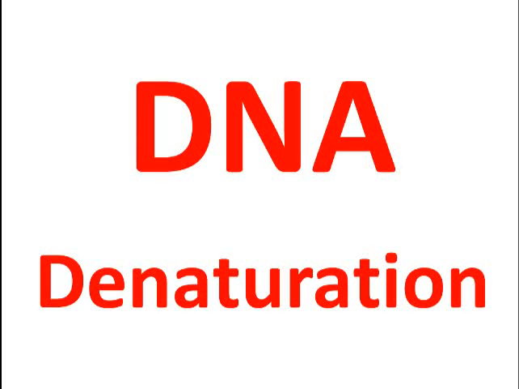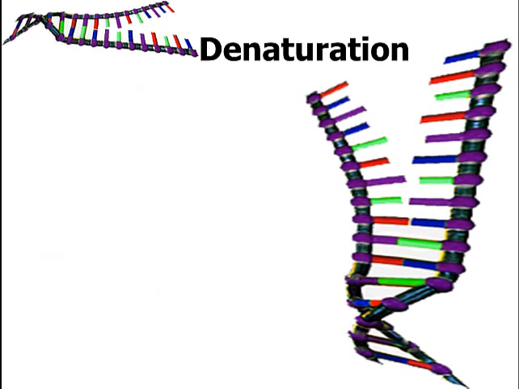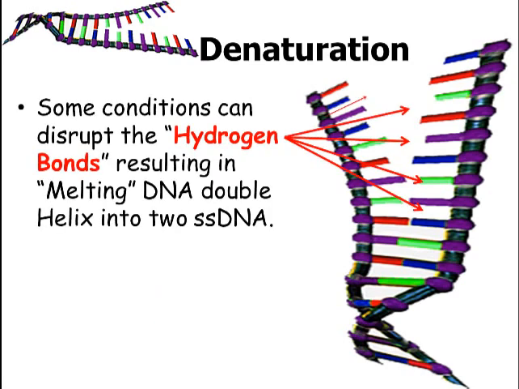DNA denaturation, as the name implies, leads to a new state in DNA, one which DNA would not be in its own natural state. Some conditions can disturb hydrogen bonds. As we learned, hydrogen bonds are in the central part of DNA, connecting two base pairs. These two base pairs are from each DNA strand. As you see in this graph, when these hydrogen bonds are disturbed, the two strands get separated, and it will be two single-stranded DNA.